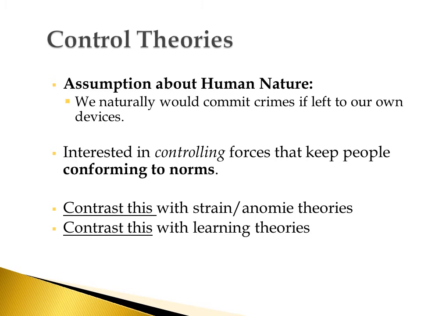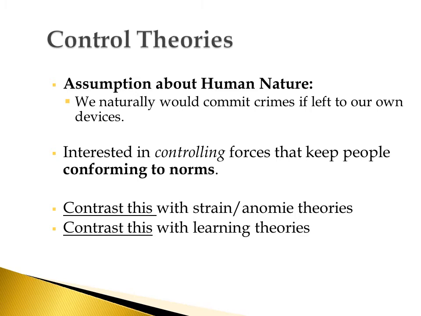Think about how different this is from the ideas in strain and anomie theory that we already talked about in this class. In those theories, people, if left to their own devices, are social compliant beings. It takes strain and pressure to push someone into crime in strain and anomie theory. That's a completely different take on human nature from the ideas in control theory. In strain and anomie theory, the assumption is that humans are naturally compliant and social. In control theory, the assumption is that humans are naturally self-serving. Very different ideas.